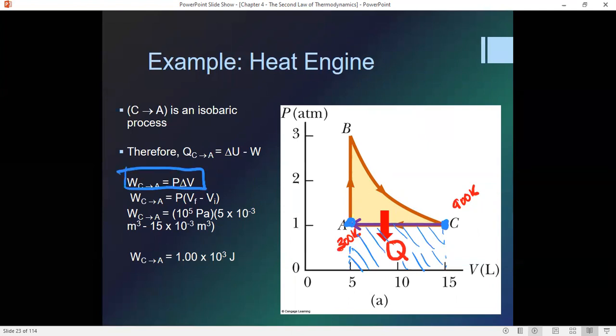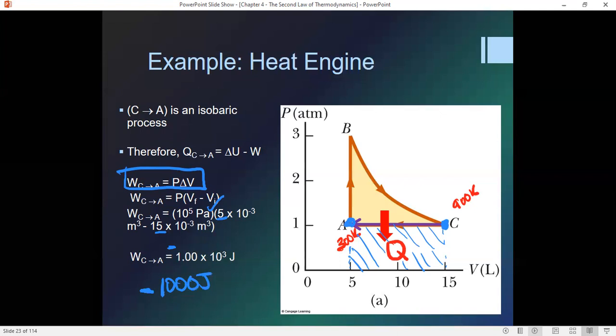My pressure is at 1 atmosphere, 10 to the 5 pascals. I'm going from 15 times 10 to the minus 3 meters cubed. Remember, 1 liter is 10 to the minus 3 meters cubed, to 5. So that's negative 10 times 10 to the minus 3. And the work from C to A, should be a negative sign here, is going to be 10 to the minus 2 times 10 to the 5. That gives me 10 to the 3, or 1,000 joules. So negative 1,000 joules doing that.